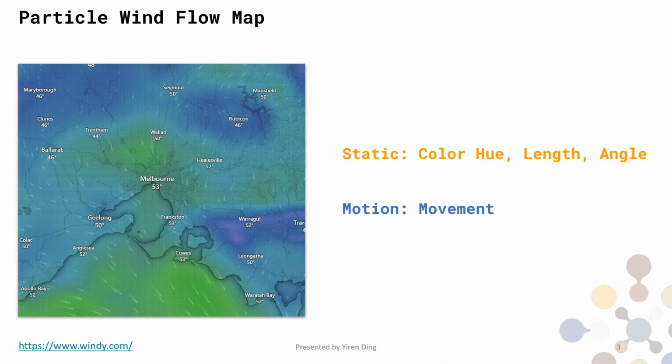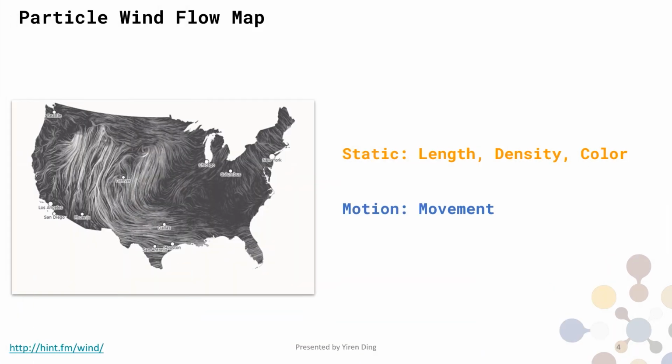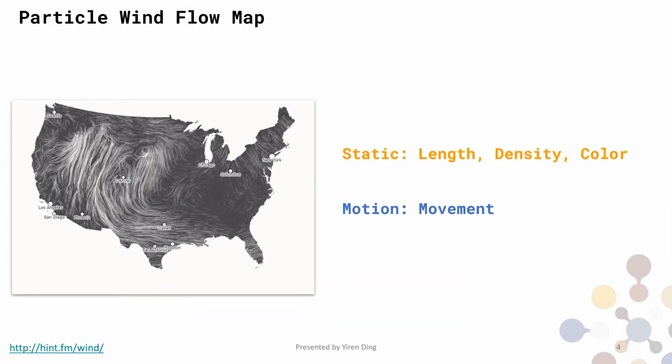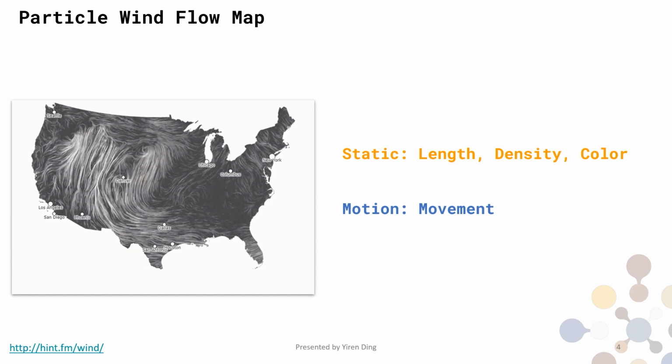However, particle wind flow map is different. In this example, it not only uses color hue, length, and angle as encoding channels to encode wind data, but also uses movement as a main channel to encode wind speed. Here is another example from HintFM. It has a minimal design style to visualize wind data by using both static channels and motion channels.